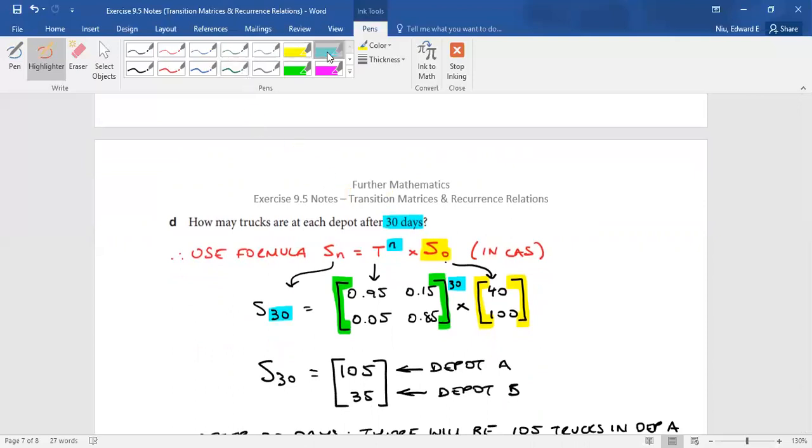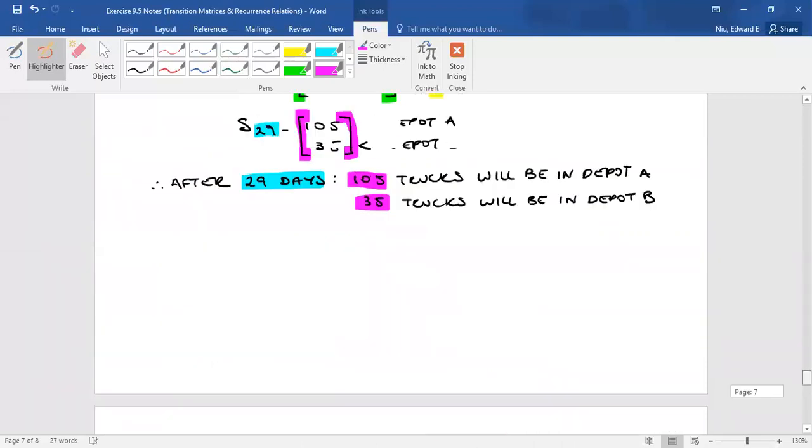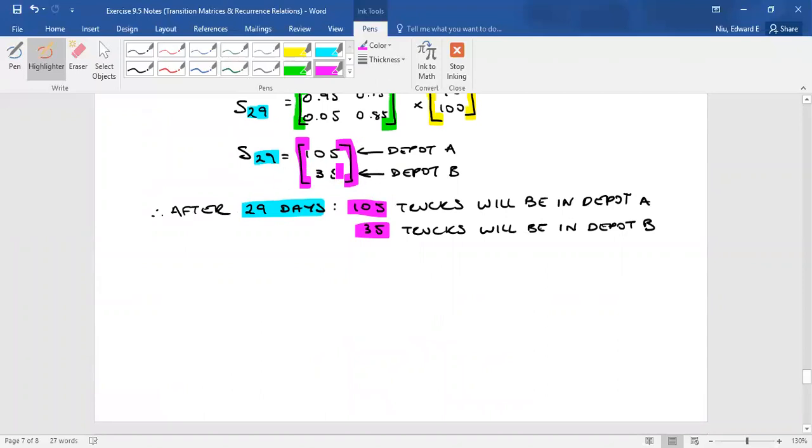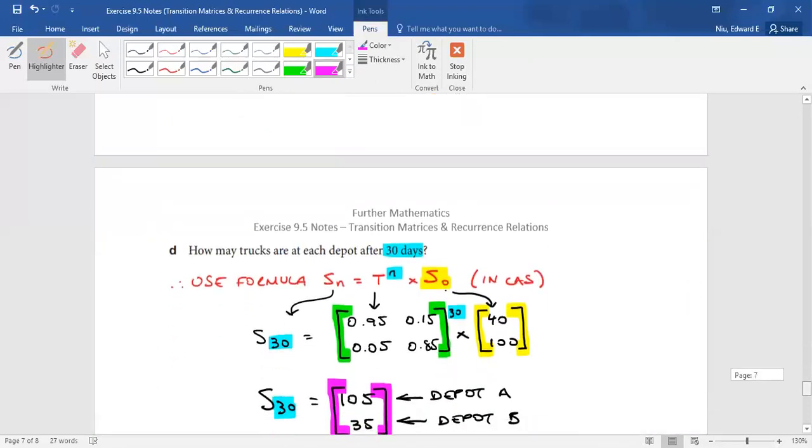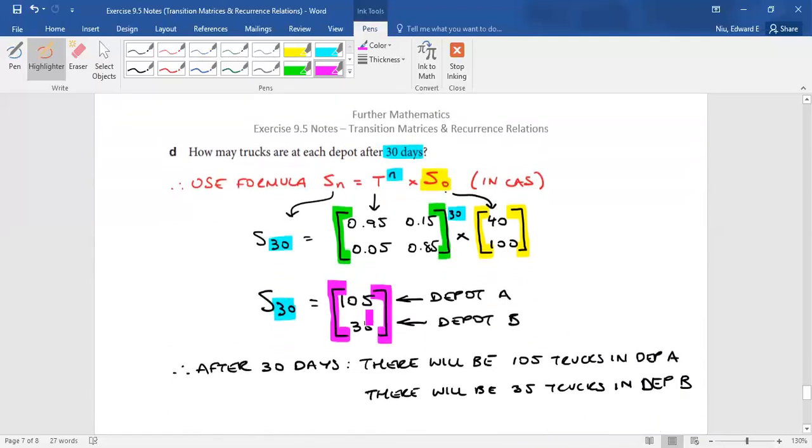Is that familiar to you guys? If you answered yes, you are spot on. Where from, you ask? Well, if we look back here, it's exactly the same answer. After 29 days, we had 105 trucks that ended up in Depot A and 35 trucks that ended up in Depot B. But after 30 days, we still have 105 trucks in Depot A and 35 trucks in Depot B. Are they the same trucks? We don't know. We don't really care. But what it shows you is complete balance.